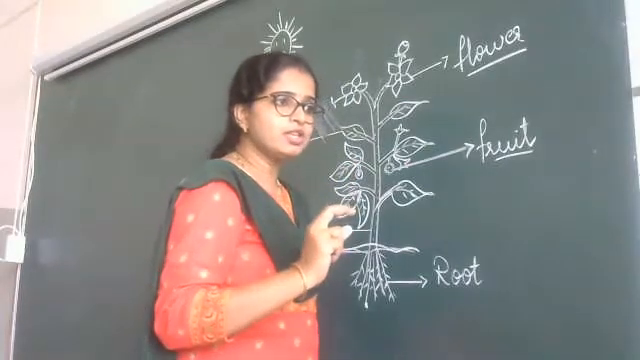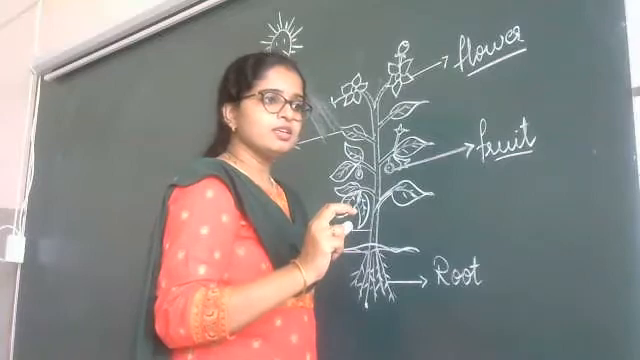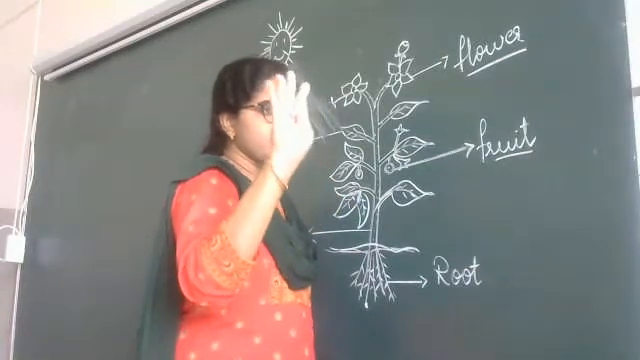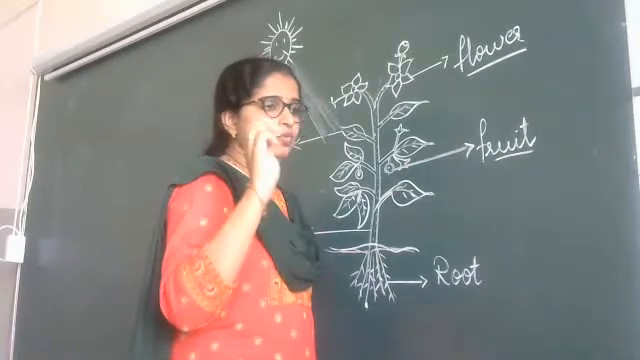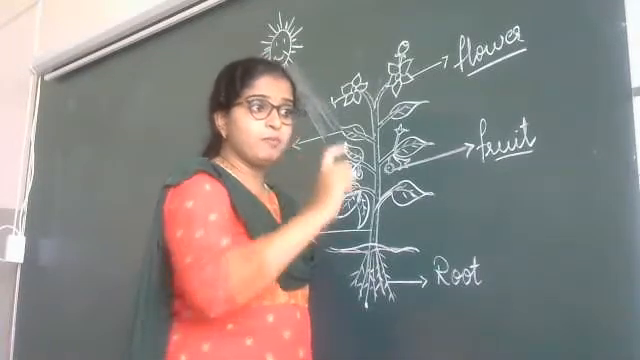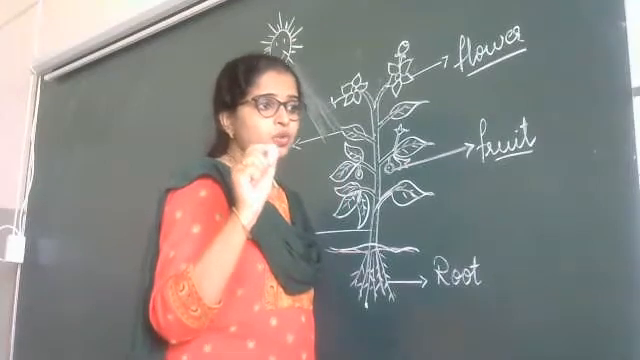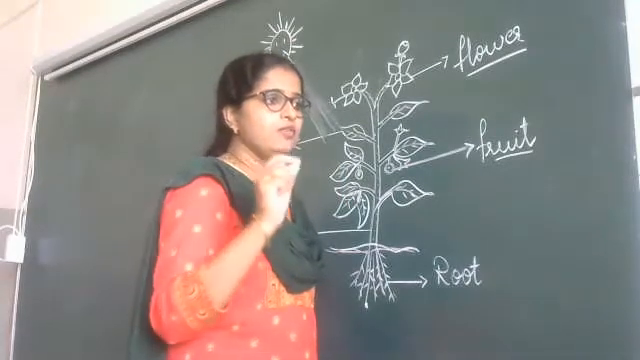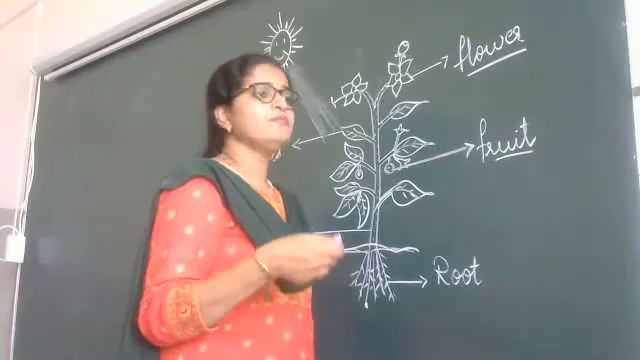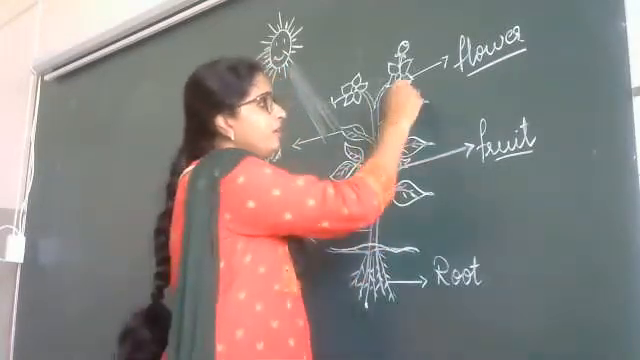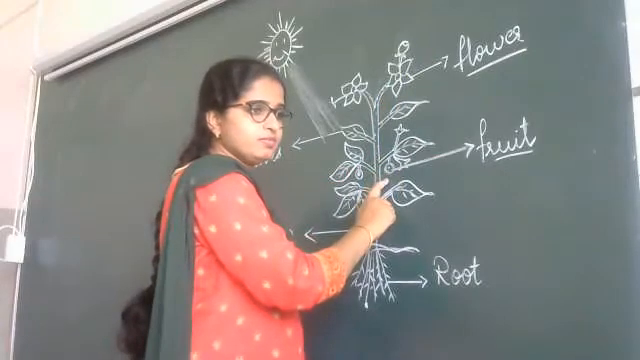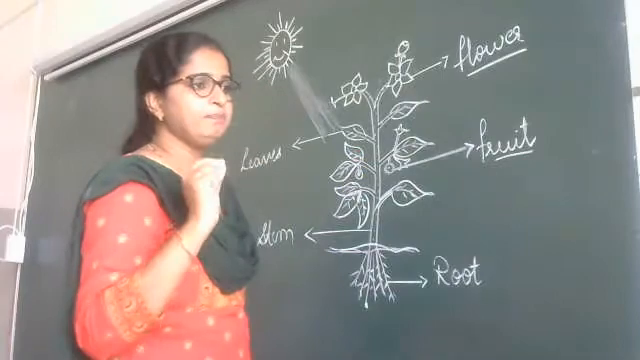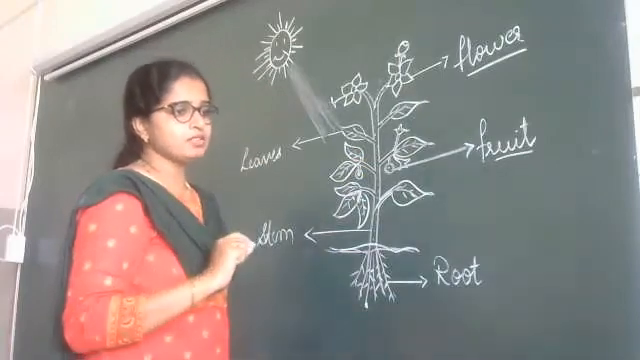Have you seen a mango tree? Yes. Before the fruit appears, a mango tree has many flowers, which are white in color. And those flowers produce fruit. After some time, that flower produces fruit. Understood? So these are the important parts of the plant.